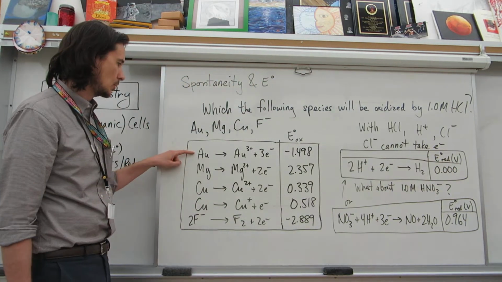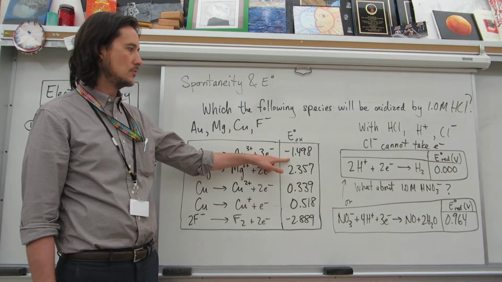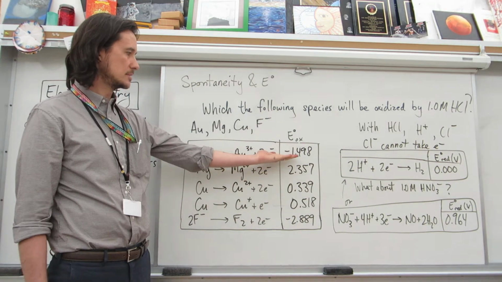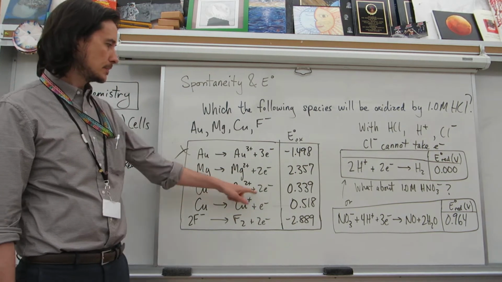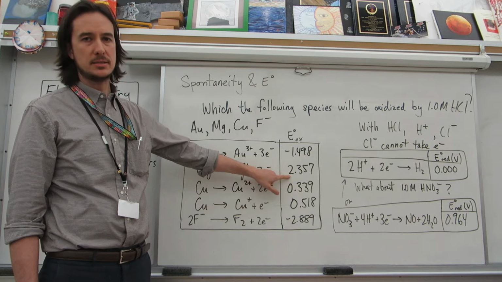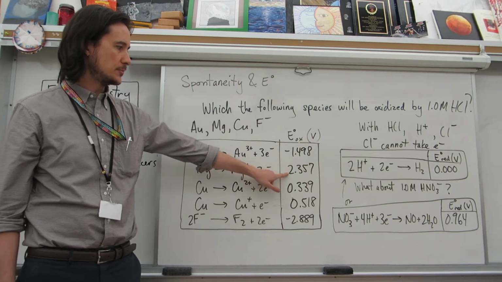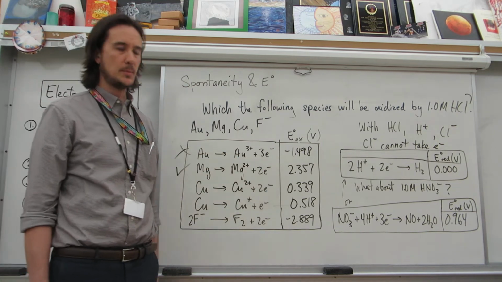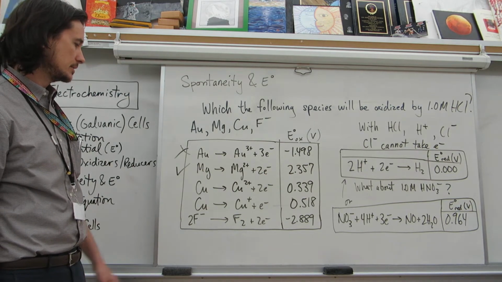Well, let's look. Gold, giving up its 3 electrons, is negative 1.498. Well, plus 0. So that's not spontaneous. So no. Magnesium. All right, we have a positive potential. I should write volts. Yes. Plus 0 is still a positive potential, so that can be oxidized by 1 molar HCl.